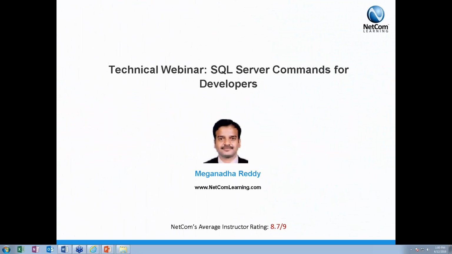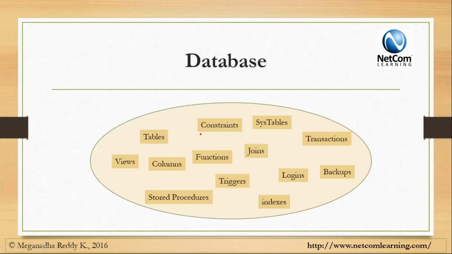So a database will normally have different types of objects, and primarily the most important objects in a database are the tables. So a database will have tables, and in addition to tables, all these things will revolve around the tables. So tables are the prime objects in any database, and tables play a critical role, right? Now tables will have columns and rows, and we can also have views, functions, constraints, and we also have system tables.